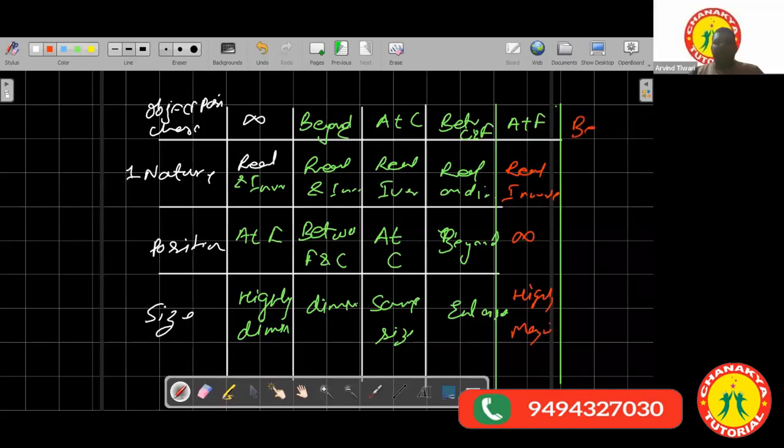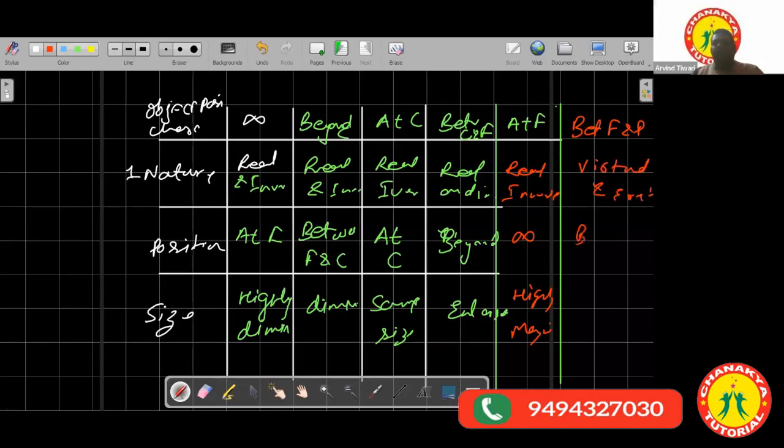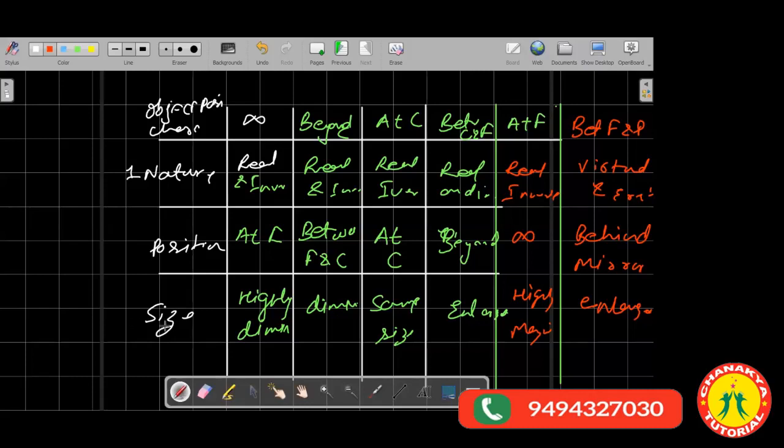Then between F and P, the image is virtual and erect. Position of image: behind the mirror, and size is enlarged. Right, Aman? Yes, sir. Okay, you got all the points?